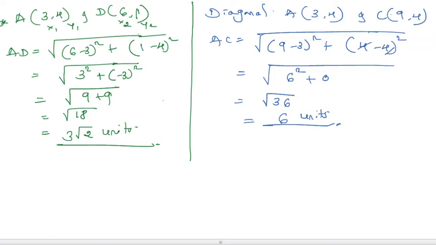Now, one more diagonal BD. Now, diagonal B, the values of B is 6, 7 and D is 6, 1.